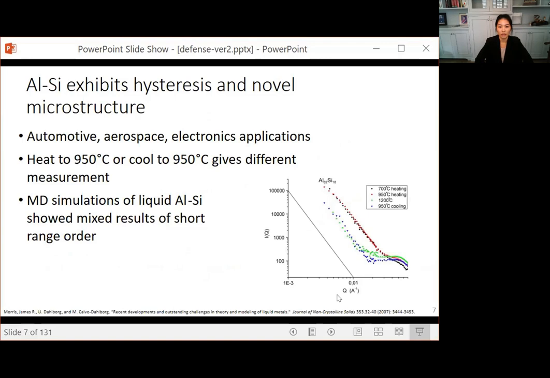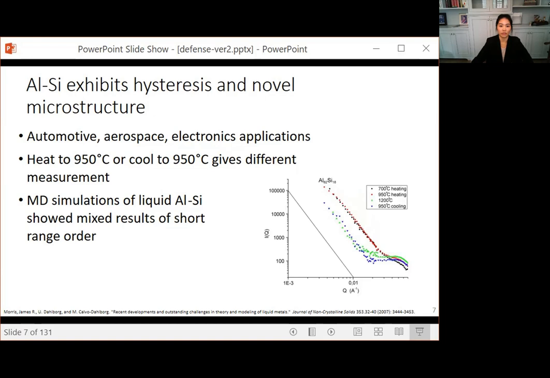And we are going to look at aluminum silicon in particular, and it is an important alloy for automotive, aerospace, and electronics applications. And it has some interesting properties. One of those properties is hysteresis, which means that the physical measurement changes depending on the thermal history of the material. So we have this example of a small angle neutron scattering plot, and you see that the measurement is different depending on the thermal history of the material.